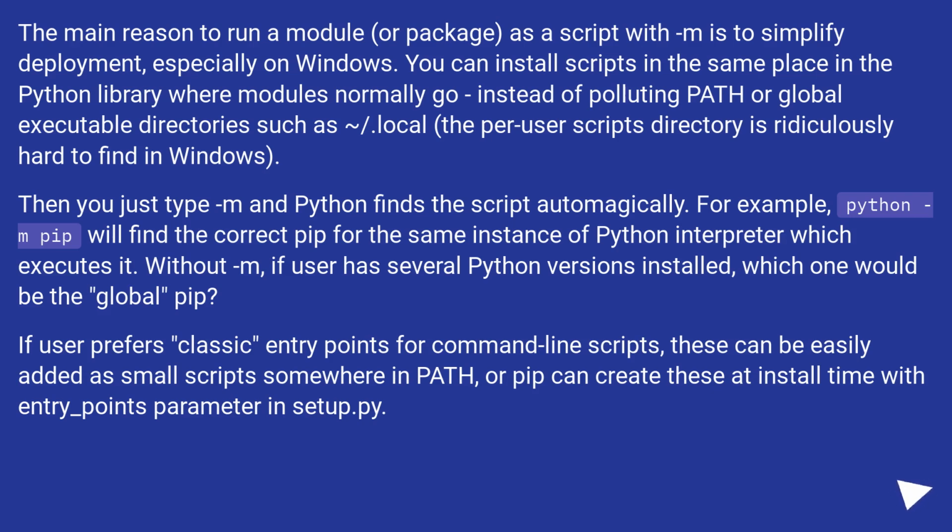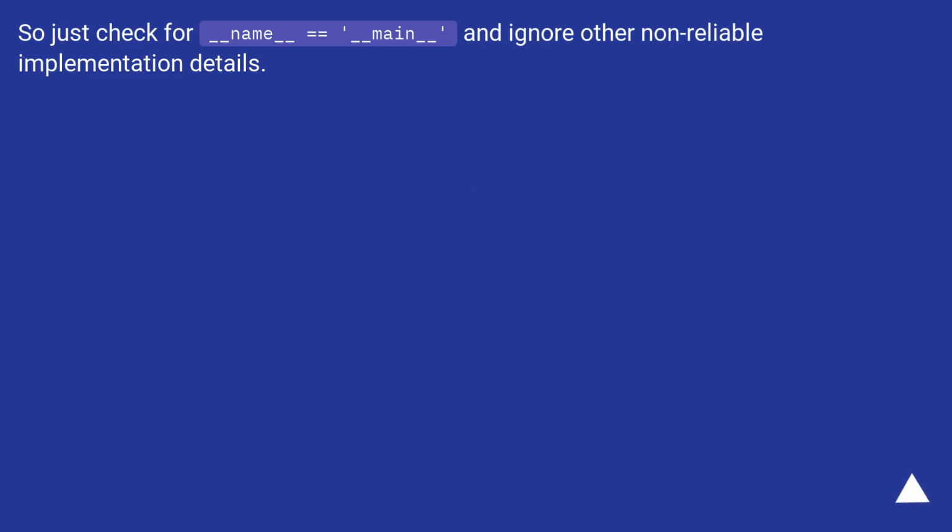If the user prefers classic entry points for command line scripts, these can be easily added as small scripts somewhere in PATH, or pip can create these at install time with the entry_points parameter in setup.py. So just check for __name__ == '__main__' and ignore other non-reliable implementation details.